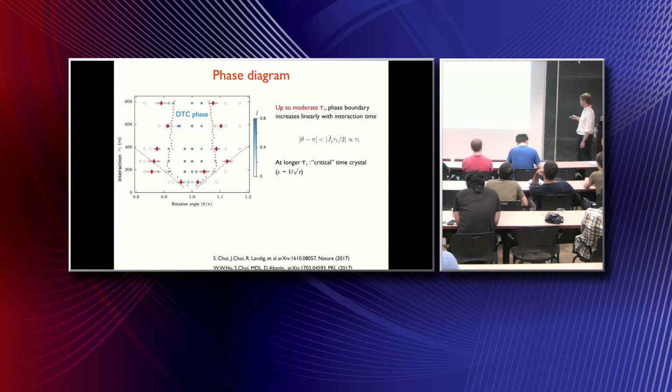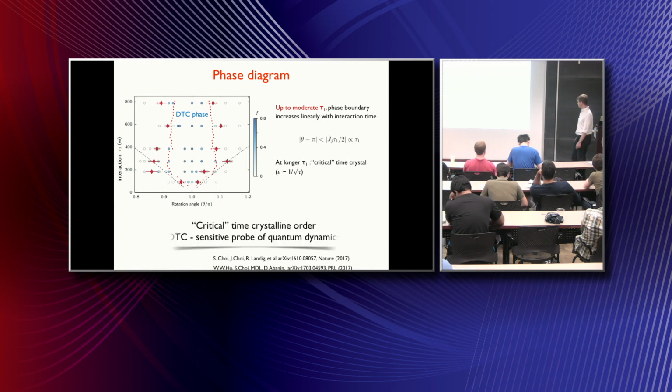And in particular, at longer T1, you enter this regime which we call a critical time crystal, where you become more and more susceptible to imperfections. In fact, this window closes analytically as a square root of t. But if you do this numerically and average over random positions, that's how it looks, and it's really in very good agreement with the experiment.